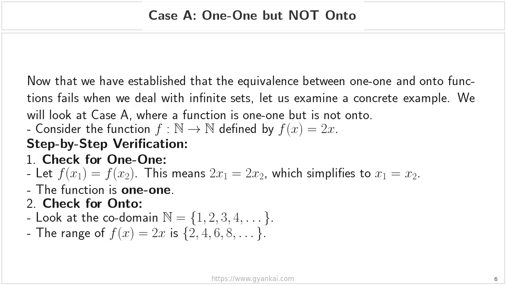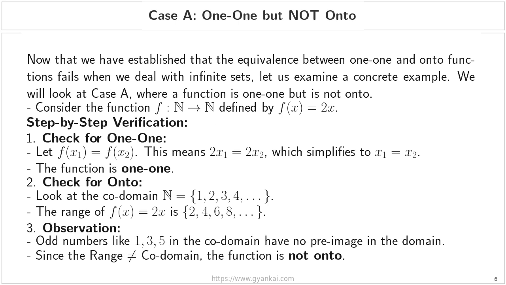Next, we check if the function is onto. To determine this, we first look at our codomain, which is the set of all natural numbers, 1, 2, 3, 4, and so on. Now, let us look at the range, which consists of the actual values produced by our function. Since our rule is 2x, the range consists only of even numbers, 2, 4, 6, 8, and so on. This leads us to an important observation. Notice that odd numbers, such as 1, 3, and 5, are present in the codomain, but they have no preimage in the domain. In other words, there is no natural number that you can multiply by 2 to get an odd number. Because the range does not exactly match the codomain, the function is not onto.